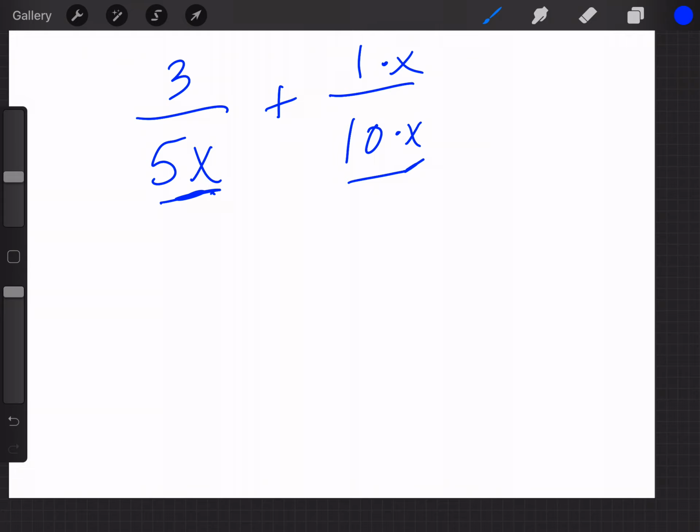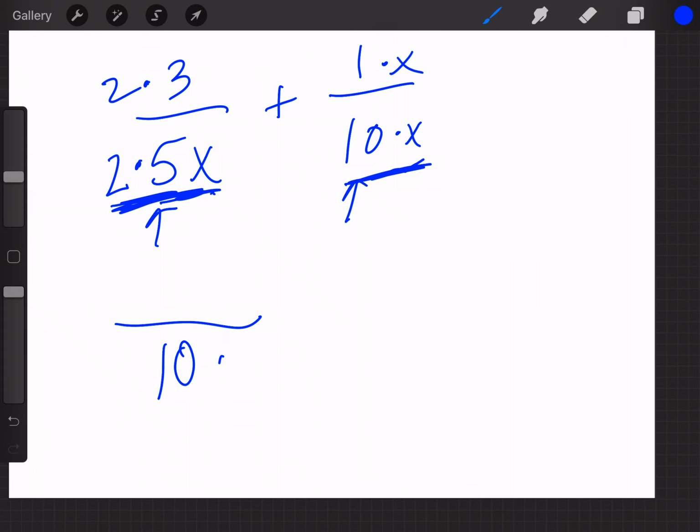Now the next thing you're thinking, well, can I make 5 become a 10? And you said, well, yes, I could add 5. Well, yes, you could, but that's not what we're going to do. We're going to multiply by 2 on the top and the bottom. So when you multiply, that's going to give you 10x, and then that's going to be 10x. So basically, you have a common denominator of what? That's 10x. Very good.